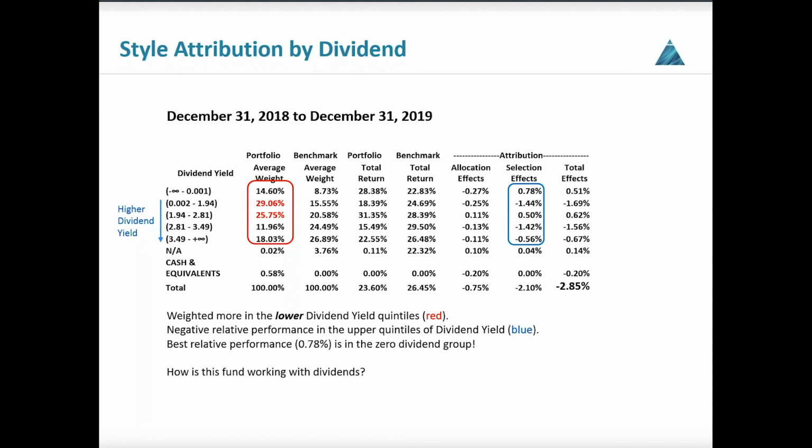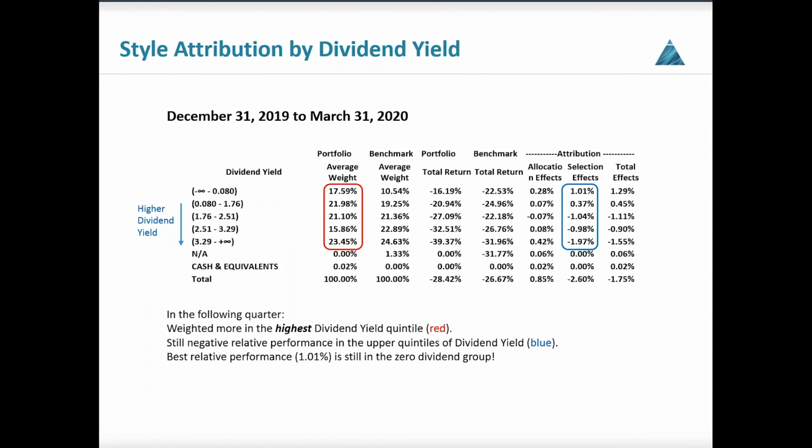For some reason, if a company does not have a dividend, this fund is able to choose better performance stocks in that quintile. That again would be another interesting question. If we look at dividend yield in the following quarter, just to see how it's changed, here we see that the performance is pretty much the same, the strongest in the zero dividend group, but at least the weighting seems to be more balanced, so something is happening.